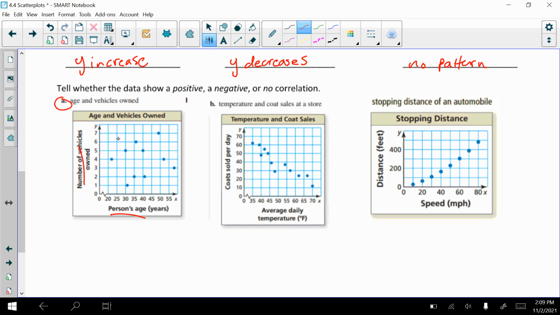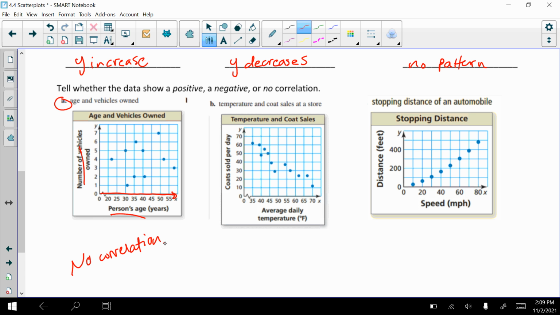And I got a bunch of dots. And I'm looking at this, and as I move from the left to the right, it does not appear to me that these dots are showing any sort of pattern. They're not necessarily increasing with each other, and they're not necessarily decreasing with each other. So I would say that this data has no correlation.